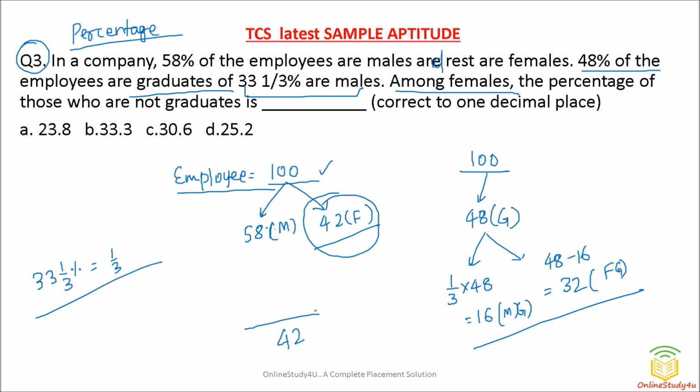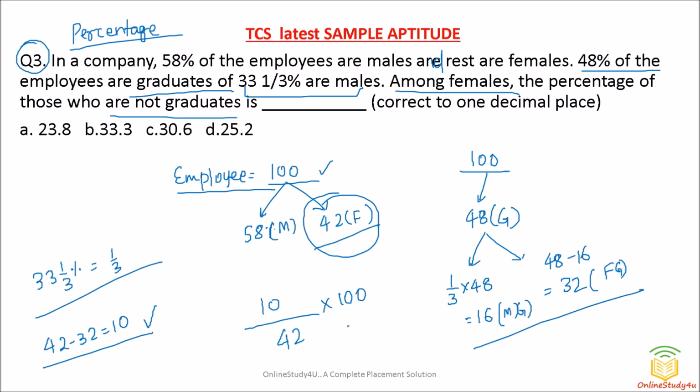So among females, the percentage of those who are not graduate, okay? So total you can see 42 is the number of females. Out of that 32 is graduate. So how many are not graduate? So 10 is not graduate. That percentage only you have to tell.